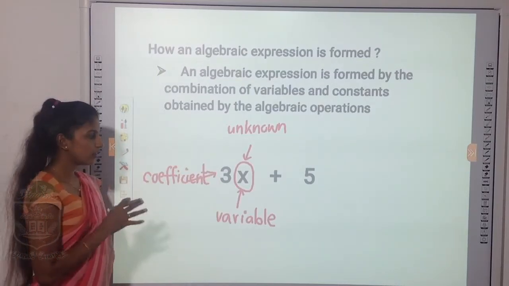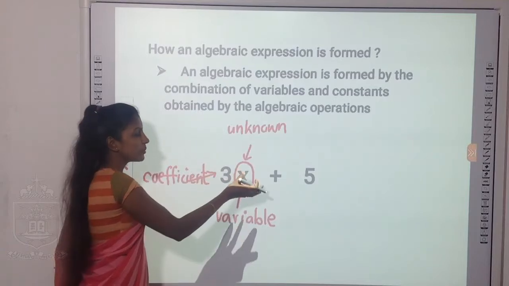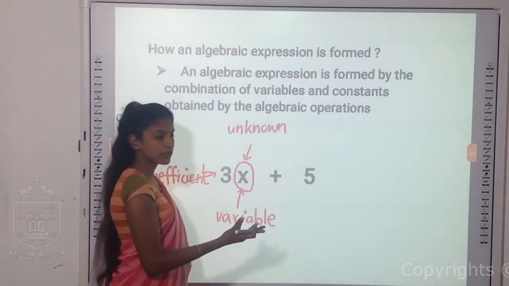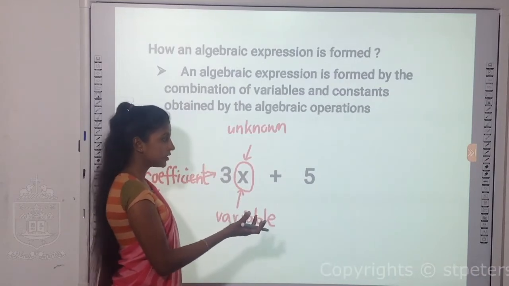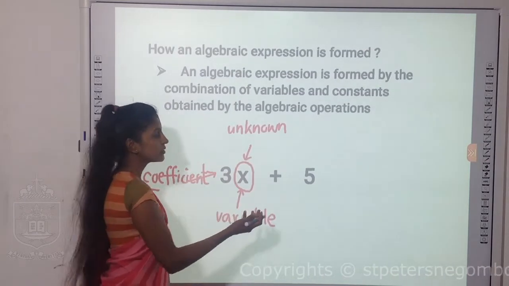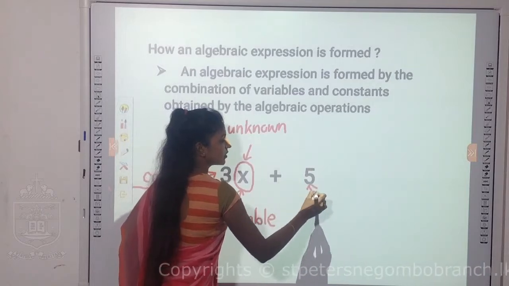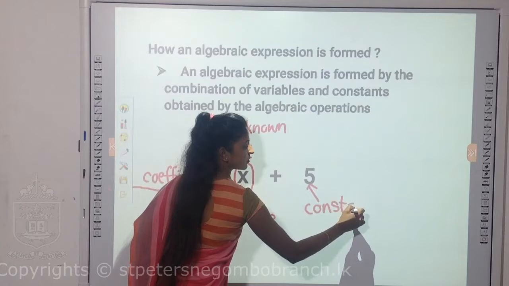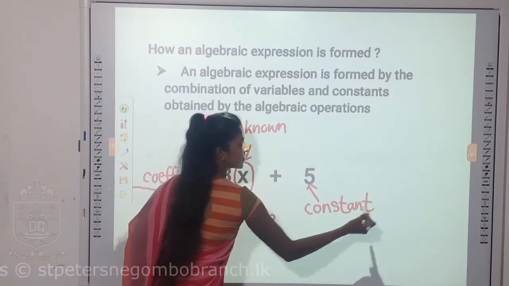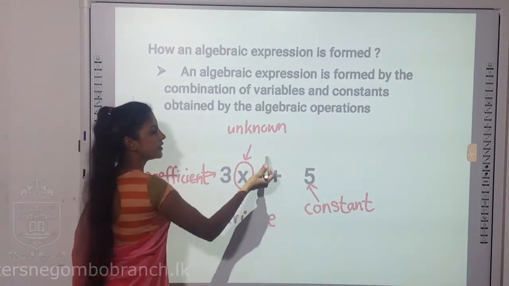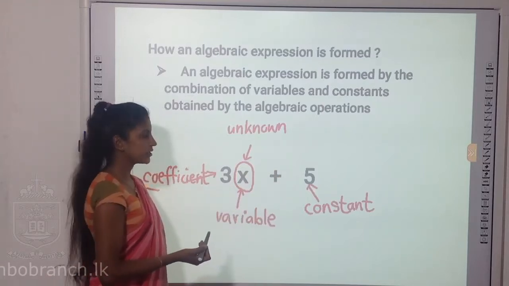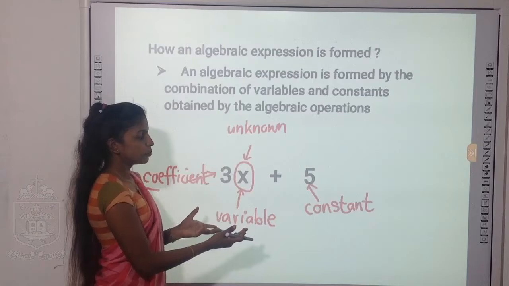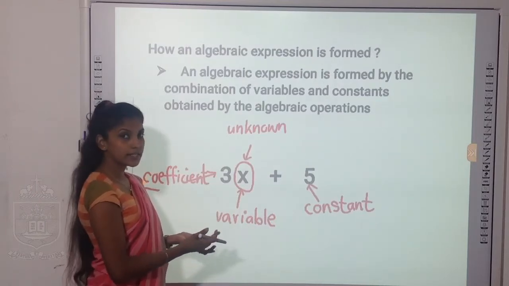The coefficient is always the number which is multiplied by the variable. And this is just a number, so it does not change. There's a value for that number, so we call it a constant. Constant means a value which will not change. So this is a constant. And this is the algebraic operation, that is addition. These types of formation can be defined as an algebraic expression.